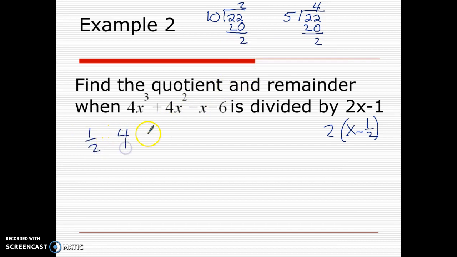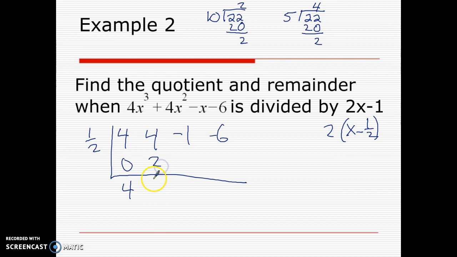So we've got 1/2, 4, 4, minus 1, minus 6, 0, 4. 1/2 times 4 is 2. 4 plus 2 is 6. Half of 6 is 3. 3 plus -1 is 2. And half of 2 is 1. -6 plus 1 is -5. And so my remainder is -5.